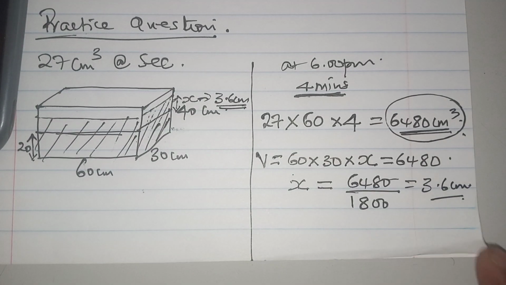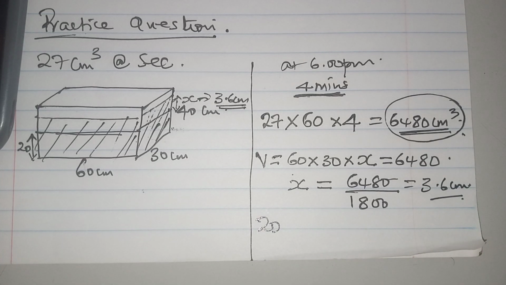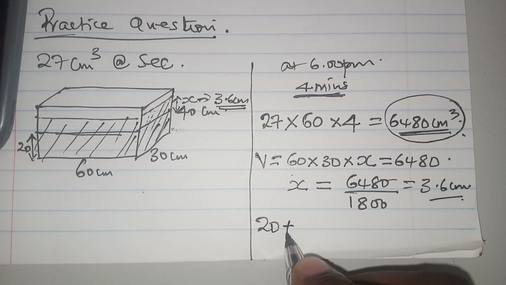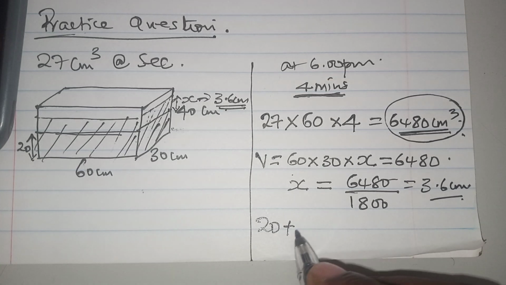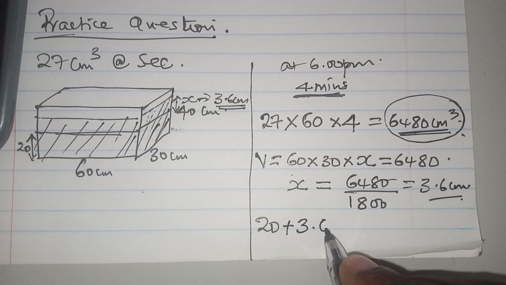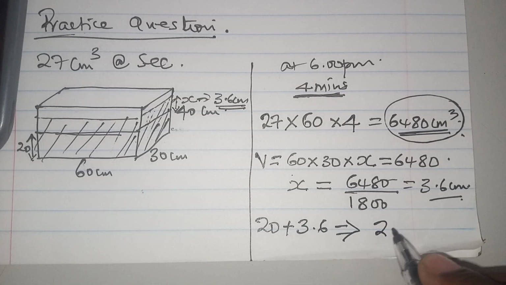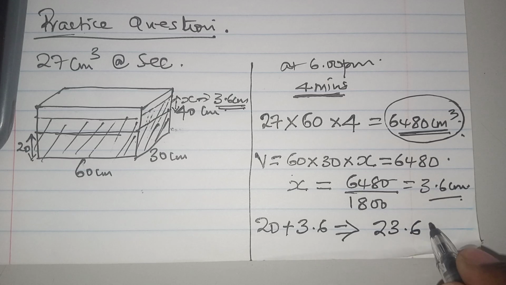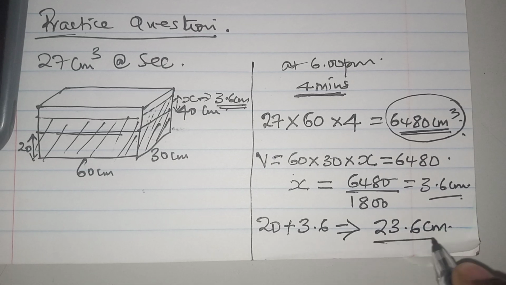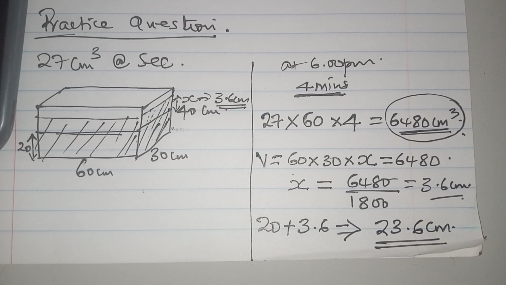The height of the water at 6:04 is the 20 that was there at 6 p.m. plus the increased height in the 4 minutes, which is 3.6, and the height of the water in the container is 23.6 centimeters. I hope you got that question right.